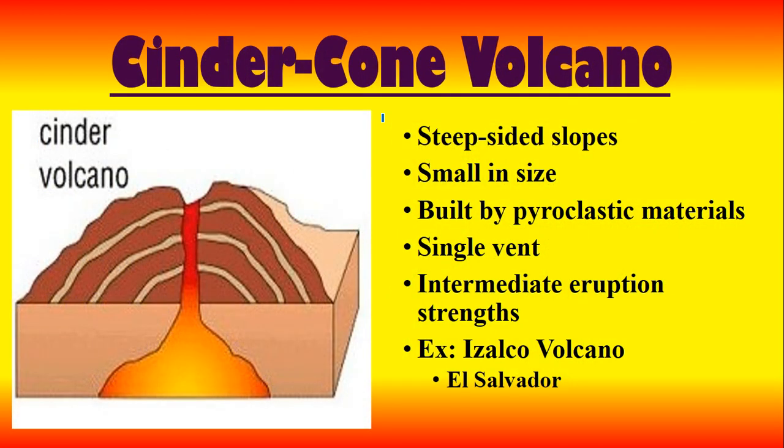You have cinder-cone volcanoes. These are very steep-sided, small in size. They're built from pyroclastic material. There's only one vent, and they don't have extreme eruptions, but they don't have quiet eruptions. They're kind of in the middle of the eruption thing. It just depends on how much pressure builds up and the eruption factors. And we're going to talk about that in another video. So I'm going to butcher this name. The Izalco volcano in El Salvador. That would be a cinder-cone volcano.